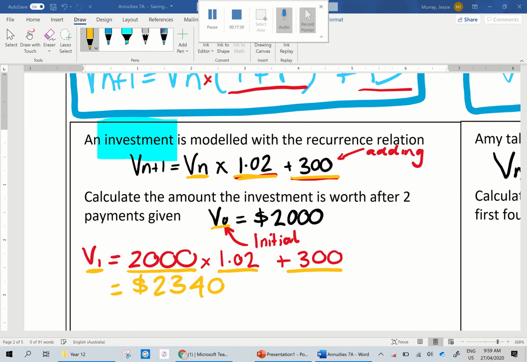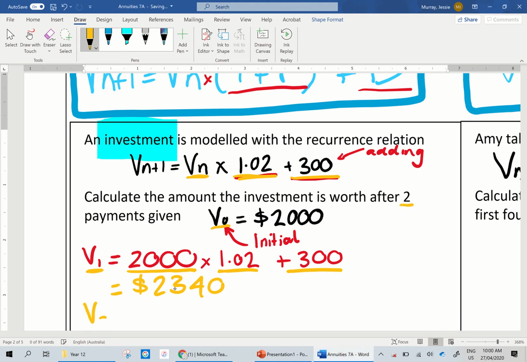So after the first payment is made, that $2,000 earned interest, and then you also added $300 to it. So the account grew to $2,340. But it doesn't want that. It wants, well, what's it going to be after the second payment's made?